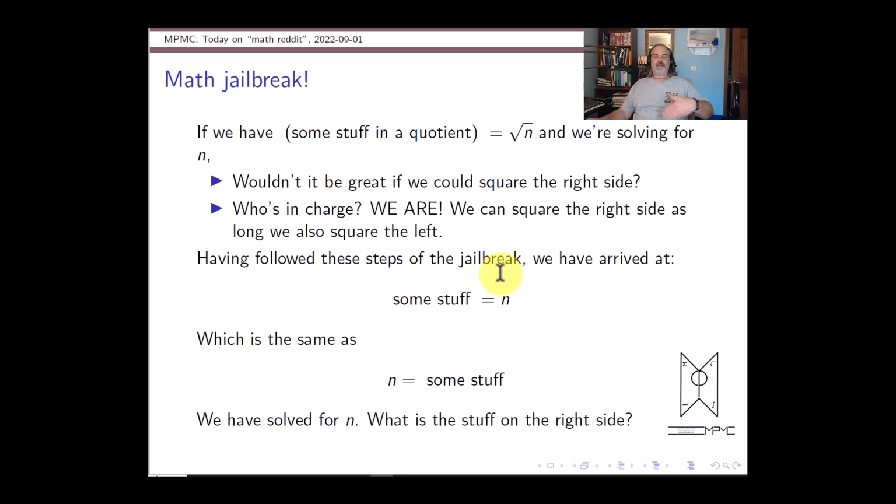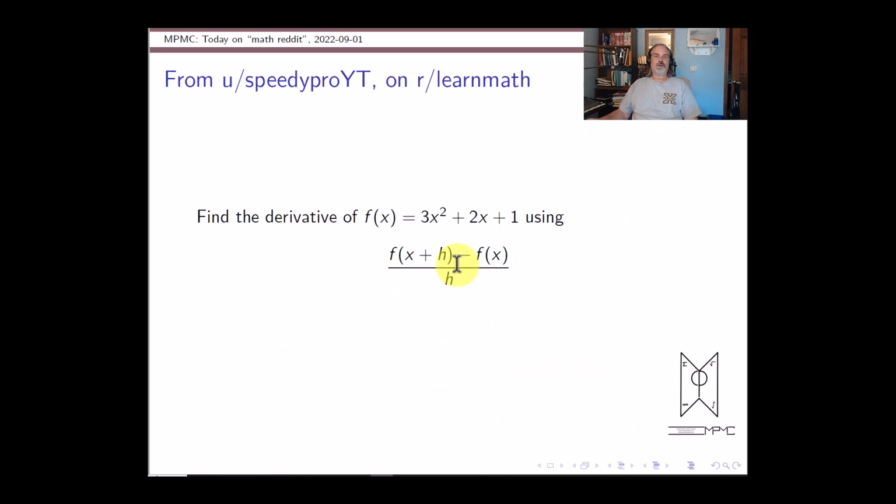Now go back and follow the details of this to see if you can come up with what would be the final expression for n. But that's the overall idea. All right, let's jump to calculus.